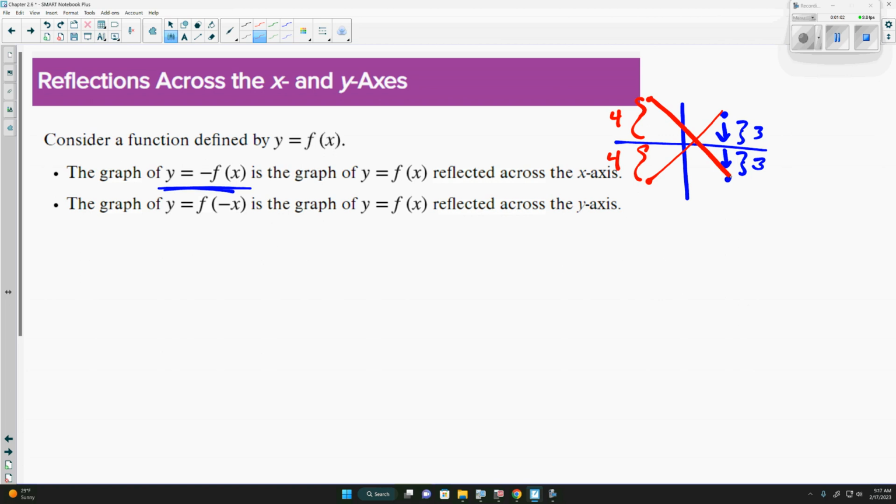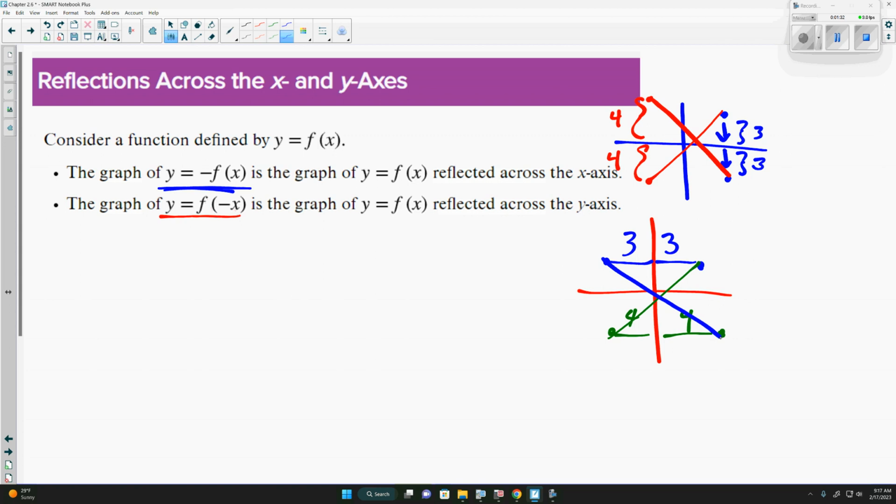Reflection across the x. Now, y equals f of negative x is a reflection across the y-axis, and it operates in a similar manner. So if we had a point over here, and it is 3 units away from the y-axis, when it's reflected across, it's now 3 units on the other side. And vice versa. If we had a point over here that's 4 units away from the y-axis, if we flip it across, it's now 4 units on the other side. So our graph was this here. It is now this here. And that's just the reflection across the y.